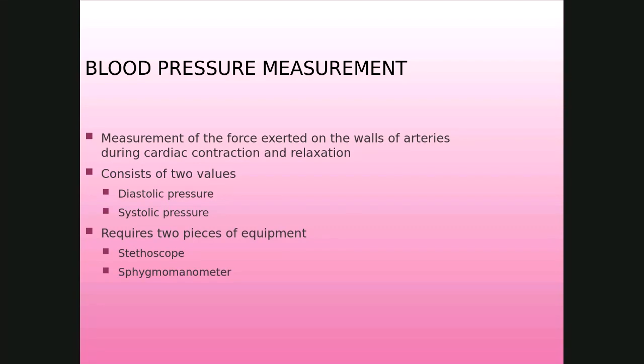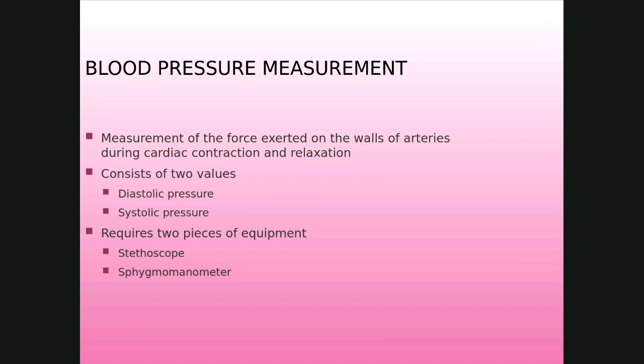Blood pressure measurement, this is on page 171. When you're measuring blood pressure, you're actually measuring the force exerted on the walls of the arteries during cardiac contraction and relaxation. So there are two values with a blood pressure: a diastolic number and a systolic number. And it requires two pieces of equipment to take a blood pressure: a sphygmomanometer and a stethoscope.